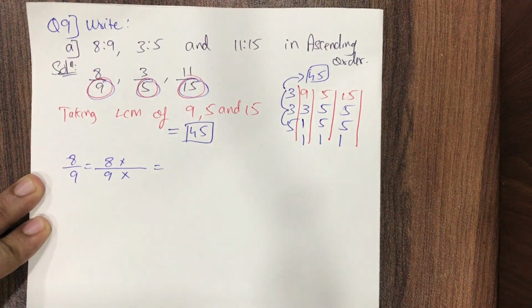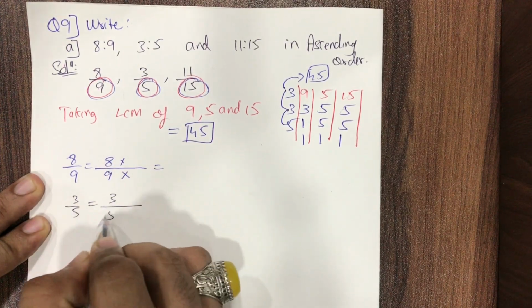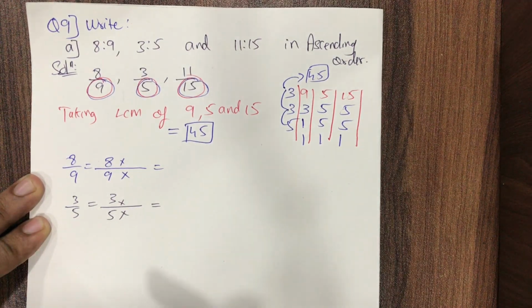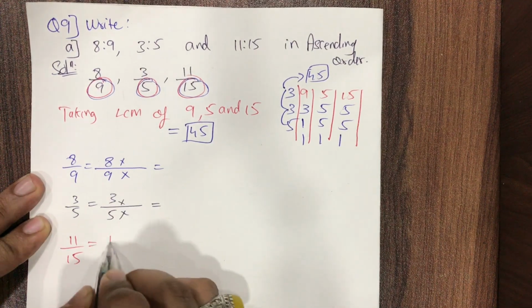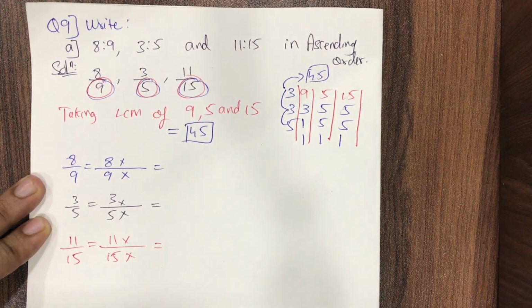Next I will write 3 upon 5, which is equal to 3 upon 5 multiplied by blank. And next I will write 11 upon 15, which is equal to 11 upon 15 multiplied by blank. Now students, please pay attention.